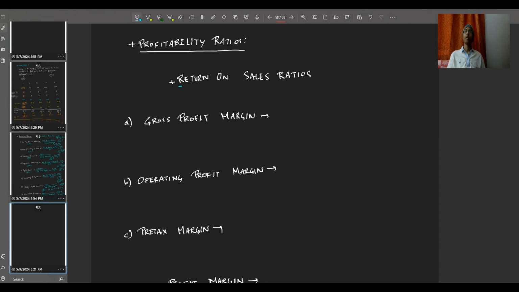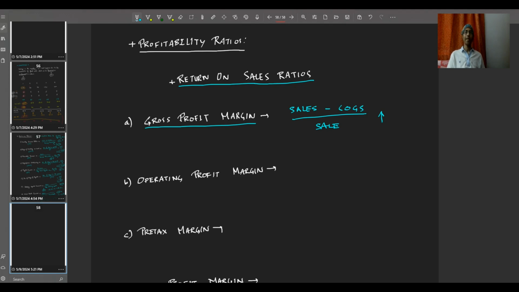So here we have the return on sales ratios, friends. First comes the gross profit margin. This is basically sales minus cost of goods sold divided by sales. Preferably, a high gross profit margin is good and is indicative that the business is capable of charging the client a good amount of margin over the cost of goods sold.